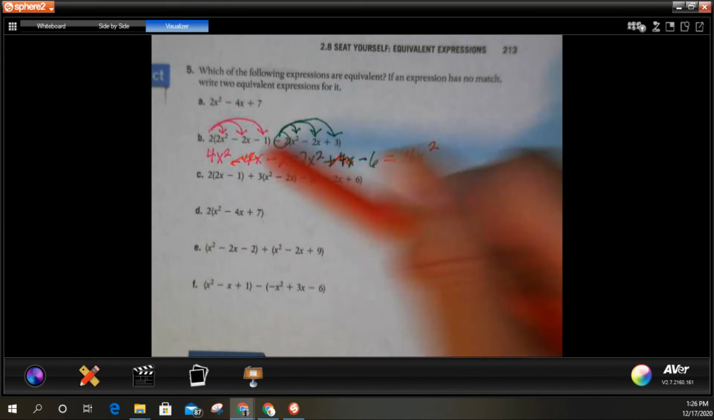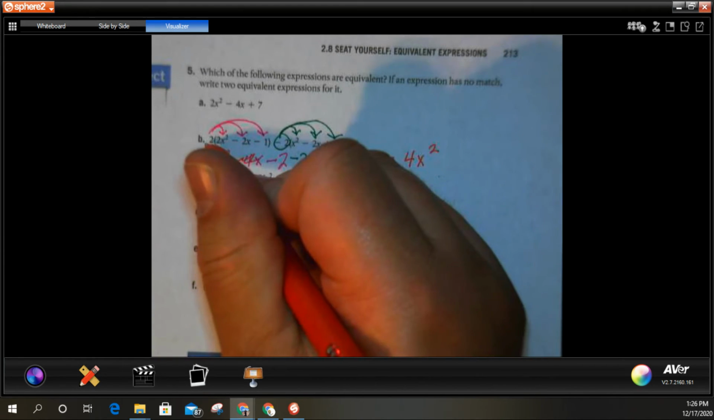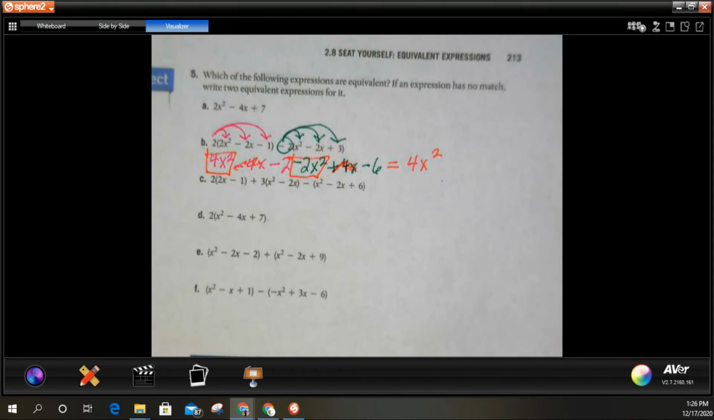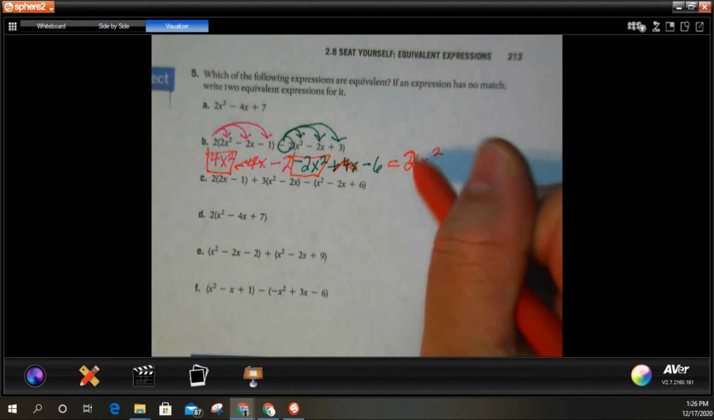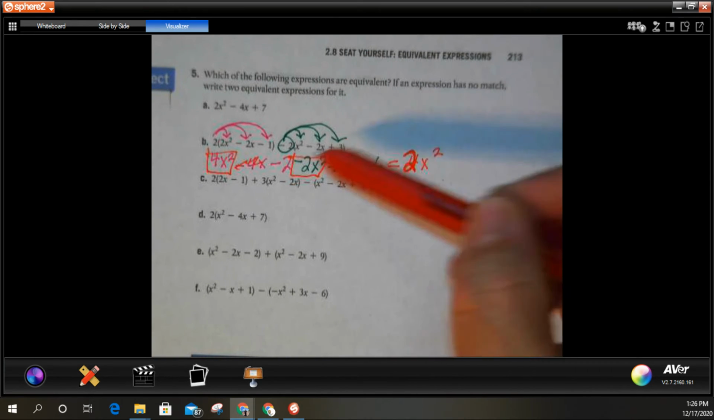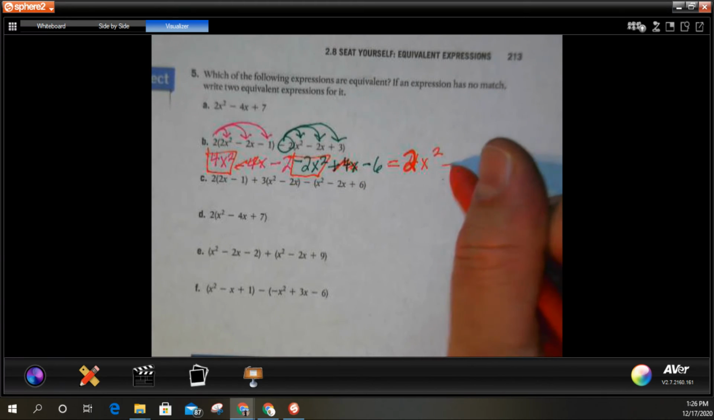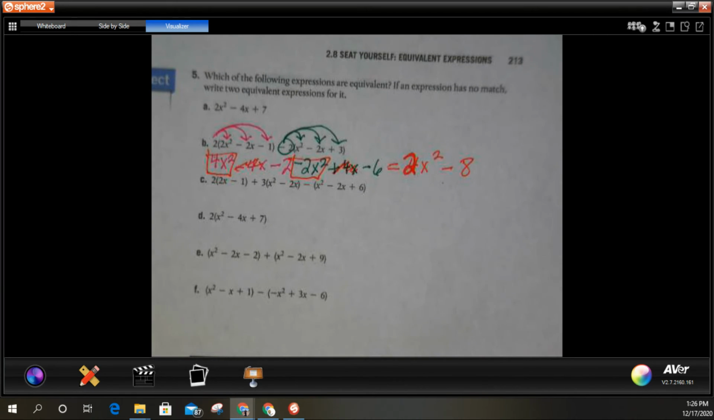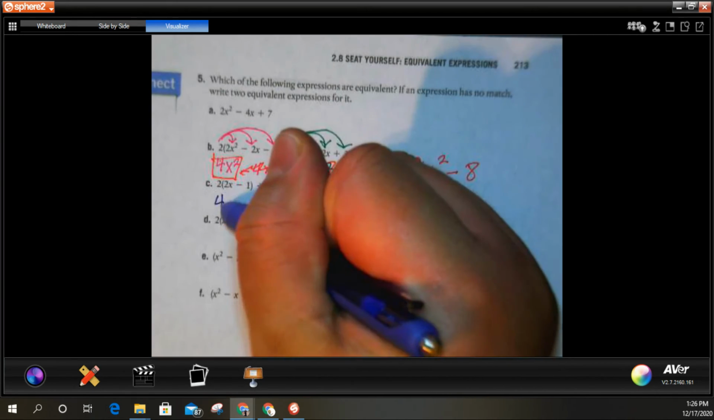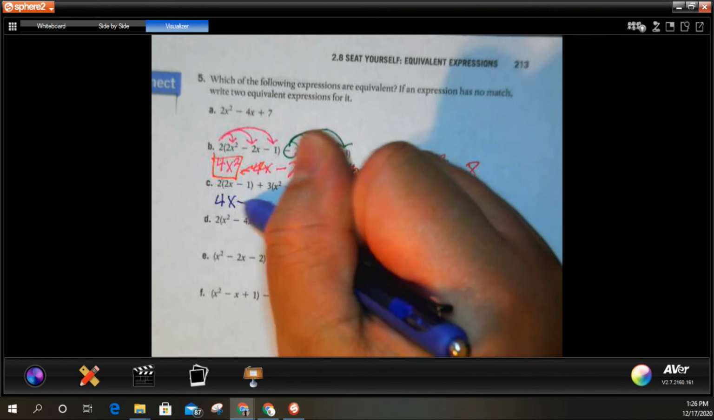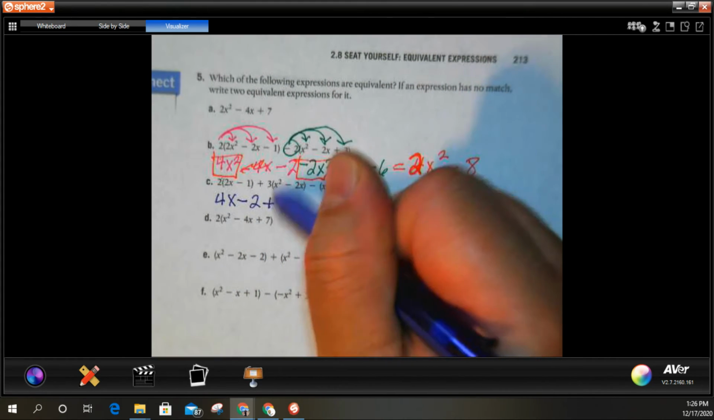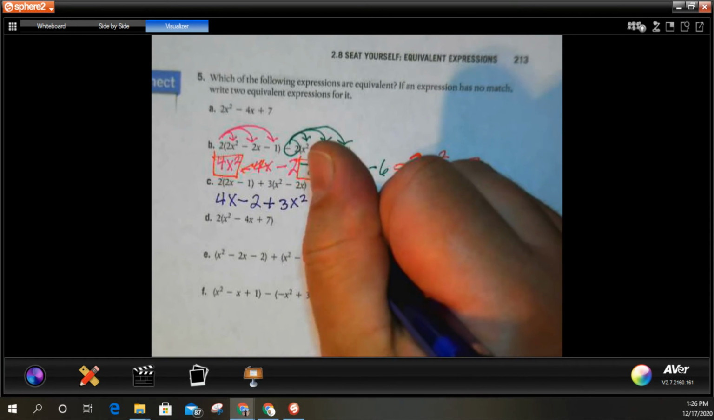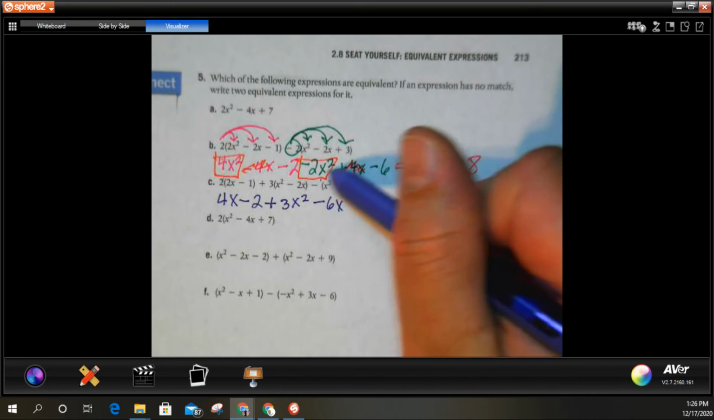2 times 2x is 4x. 2 times minus 1 is minus 2. 3 times x squared is 3x squared. 3 times negative 2x is minus 6x. Minus x squared plus 2x minus 6. Combine like terms. I have a 3x squared. 4x minus 6x minus 1x is negative 3x plus 2x is minus 1x.